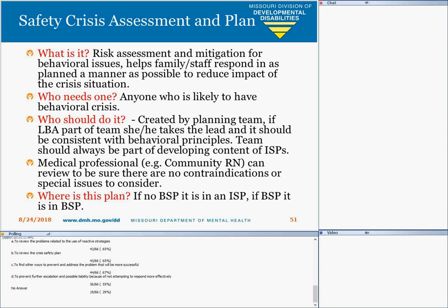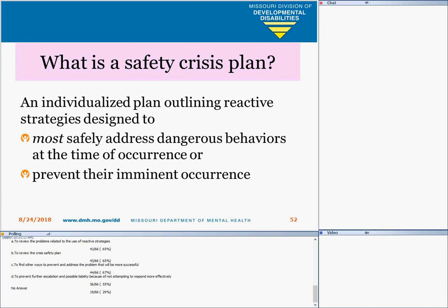Where is this safety crisis plan? If there's no behavior support plan, it's part of the individual support plan. If there is a behavior support plan, it's part of what's in the behavioral support plan. So that's the physical location of that safety crisis plan.